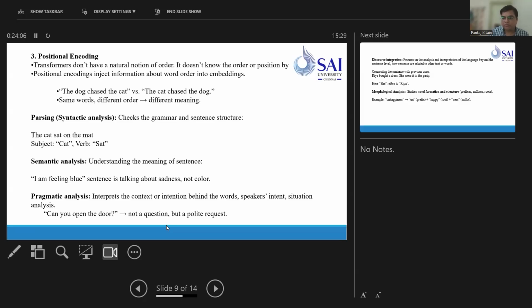Can you open the door? So it's not about asking their strength. It is a polite request, not a question about the ability. So this is the pragmatic analysis, where the model or the computer understands the intent behind the speaker or the writer.